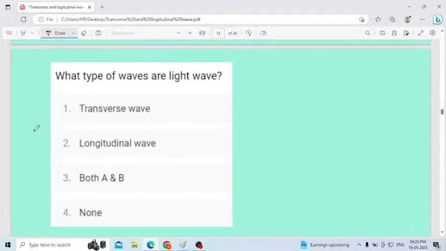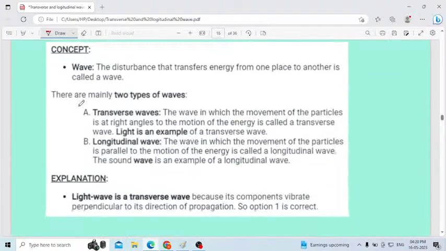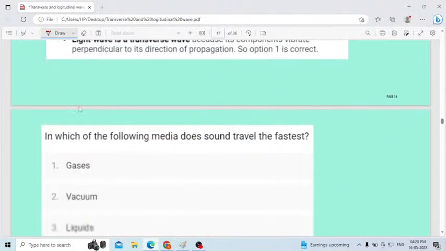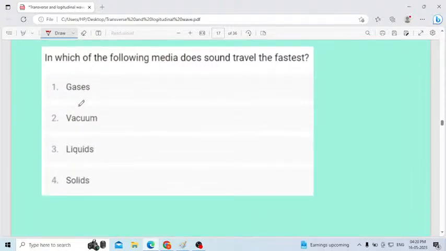Then next easy question. Already I explained this one. I don't want to waste your time. Next one. What type of wave are light waves? Whether it is transverse waves, longitudinal waves, both A and B, or none. Now only I explained, light wave is a transverse wave, because in a transverse wave the particles vibrate perpendicular to the wave motion.